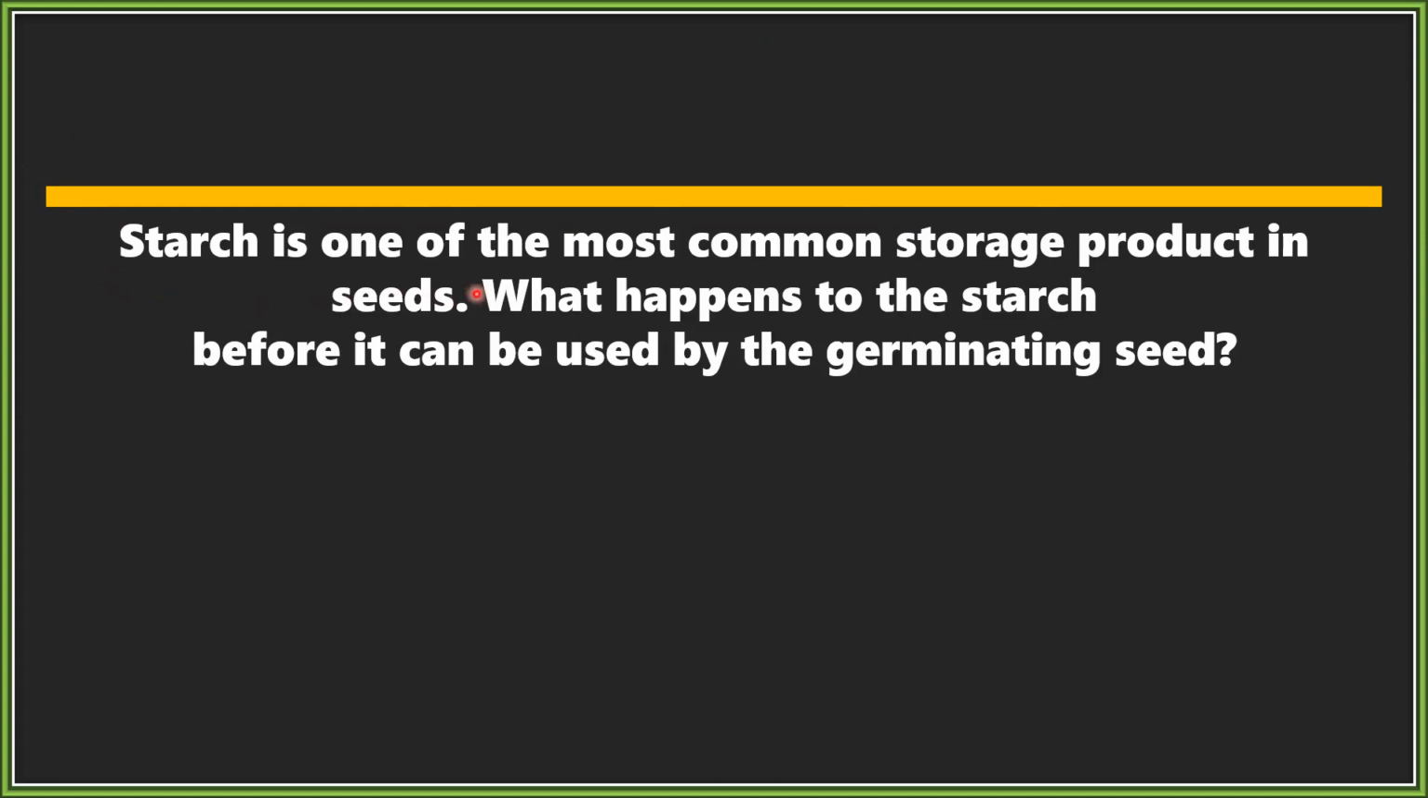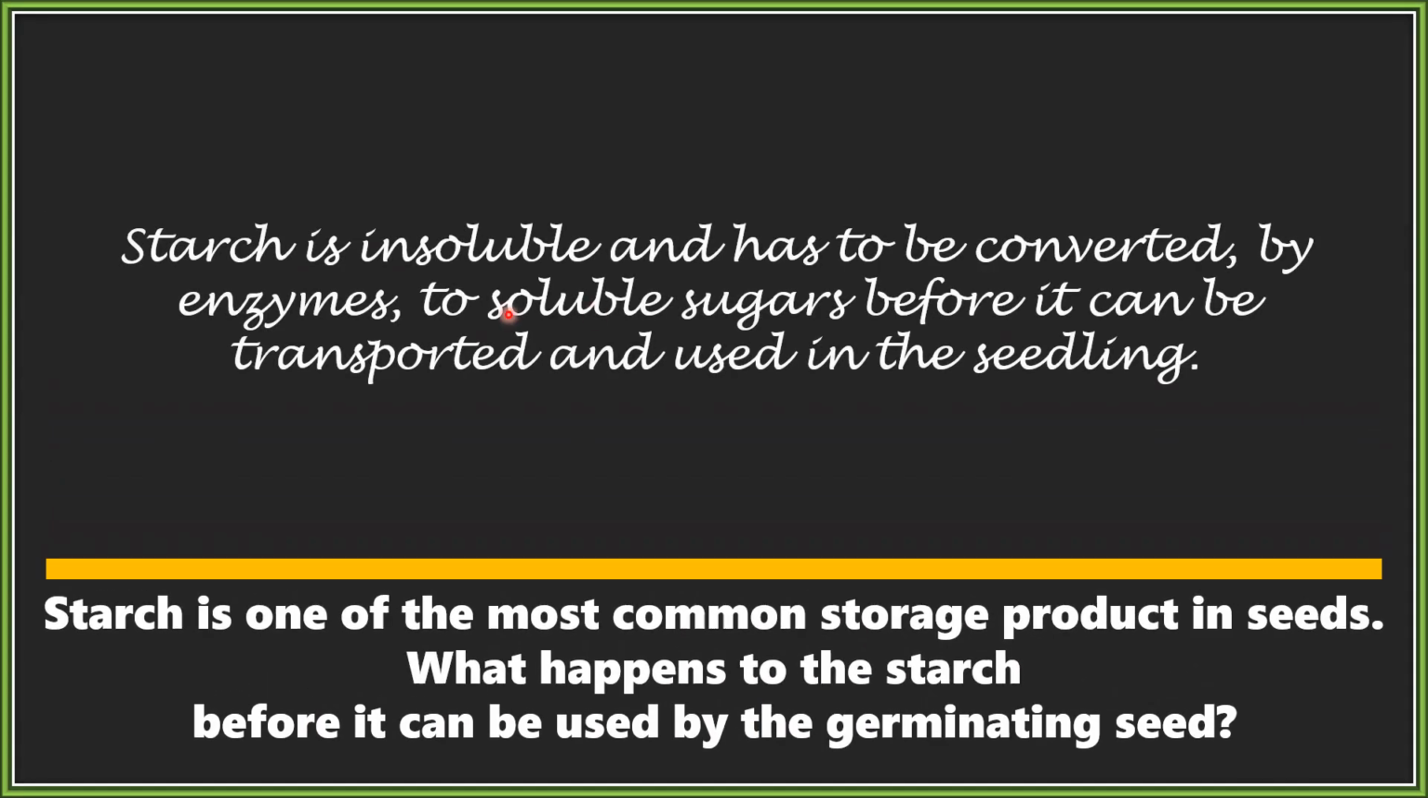Starch is one of the most common storage products in seeds. What happens to the starch before it can be used by the germinating seeds? Starch is insoluble and has to be converted by the enzyme to soluble sugar before it can be transported and used in the seedling.